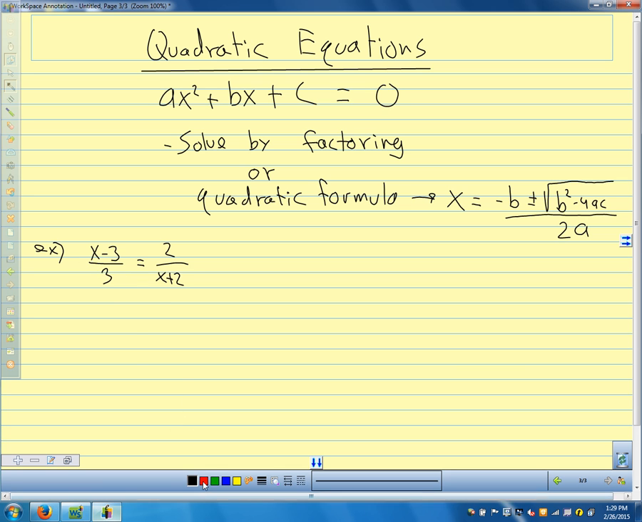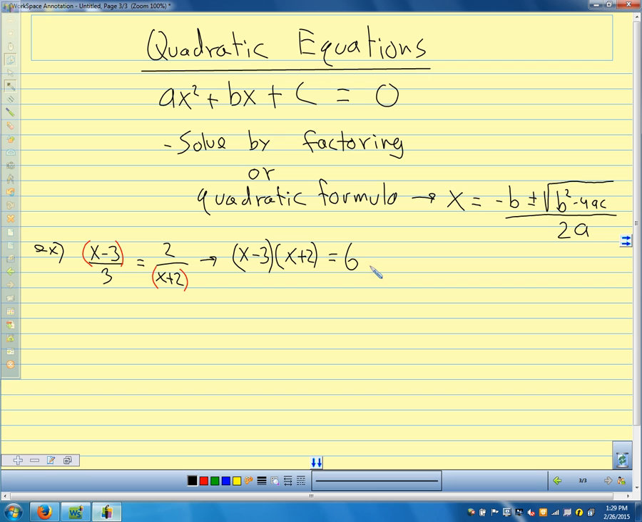My hint is to put the parentheses around these, so you remember to multiply correctly. And now we're going to cross multiply. So when I cross multiply, I get (x minus 3) times (x plus 2) equals 6.